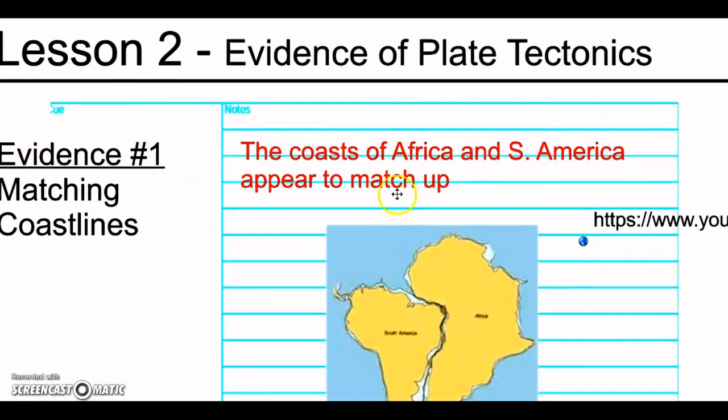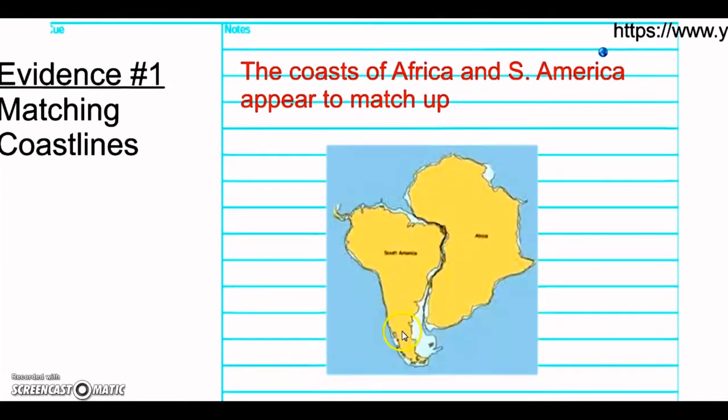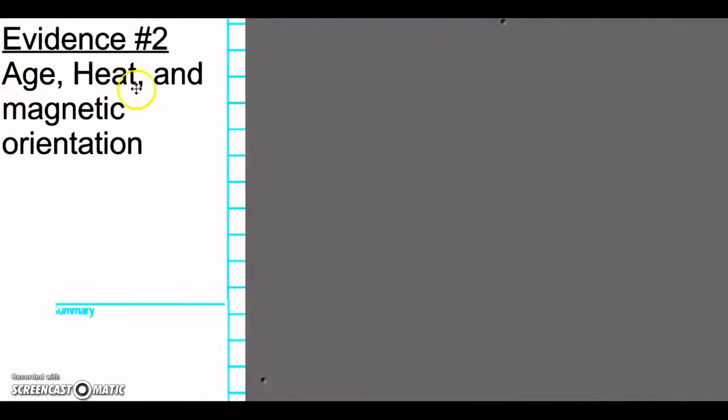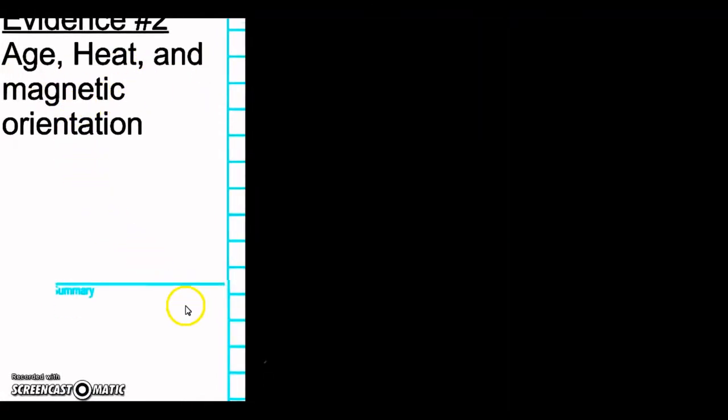If we go on, I said this one is important. We're using lots of paper up here, but if we want to look at the evidence of plate tectonics, we'll see that there are lots of different things. For example, the coasts of Africa and South America appear to match up with each other. That one's pretty easy. Matching coastlines. Okay. The next bit of evidence has to do with the age, heat, and magnetic orientation of the seafloor.